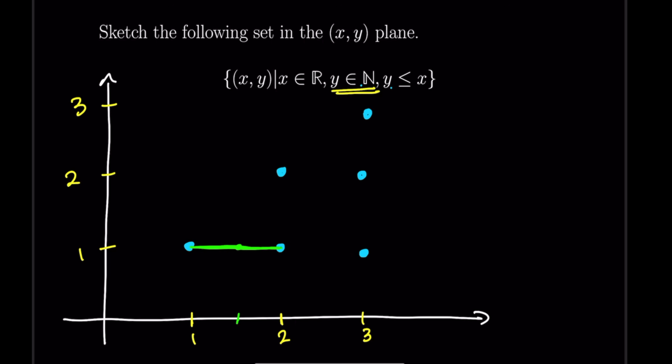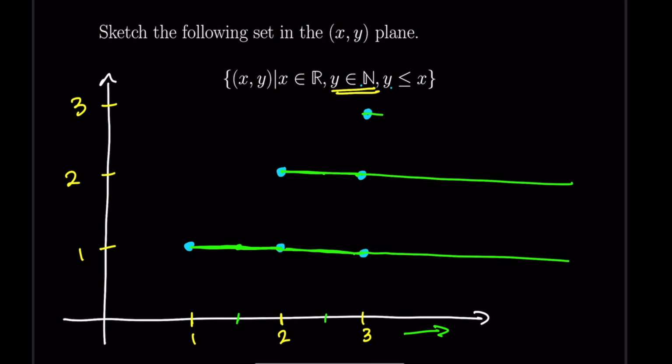Now, what about 2.5? So something right there. Well, there are exactly two natural numbers that are less than or equal to 2.5, and those are 1 and 2. That'll fill in these lines here and here. Okay. And as you can imagine, this is going to go infinitely in this direction. So what we'll get is this kind of infinite staircase going up. So we'll have something up here as well, and so on and so forth. So that would be the final picture of this set.